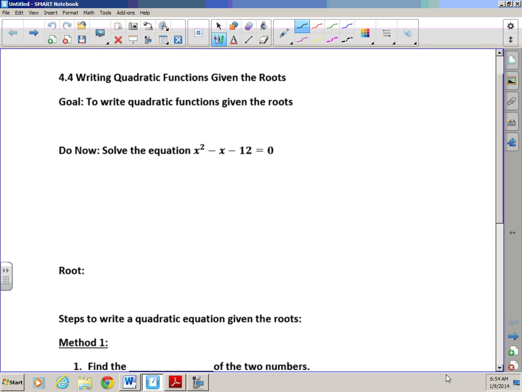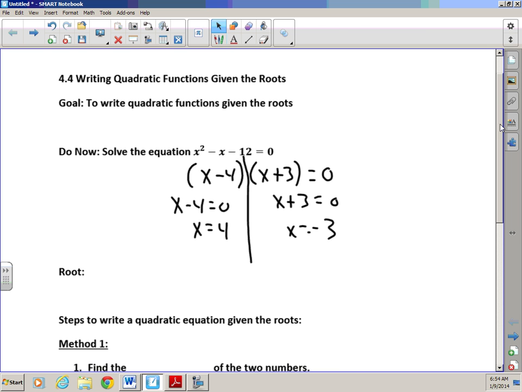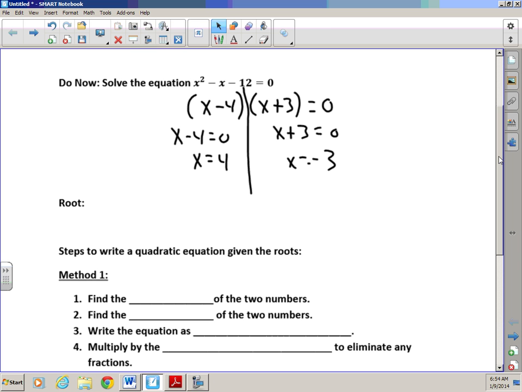So I ask you to solve the following quadratic equation. Hopefully you're seeing that this is an IM equation. You set each factor equal to 0, and you get your two answers. Now, what we're going to do today is I'm going to give you the 4 and the 3 and the negative 3, and you're going to give me that particular equation. All right? And you're going to see how it's similar when we talk IM in terms of what we're doing.